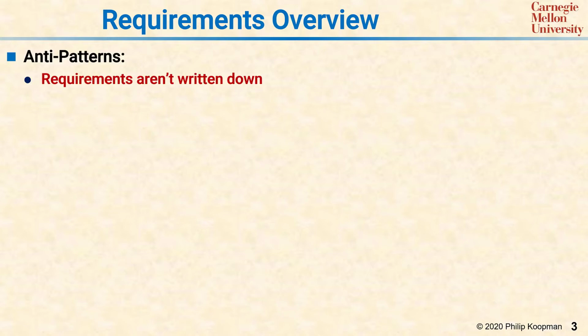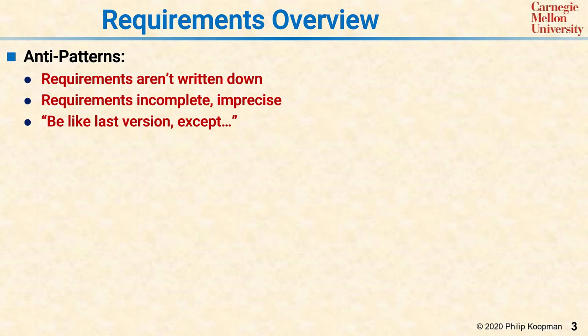Some anti-patterns for software requirements are, if your requirements are not written down, that will cause problems. Another anti-pattern is if you have incomplete or imprecise requirements. Another anti-pattern is the requirements exist, but they all look just like the last version except do this thing, which leaves you without baseline requirements. Requirements are essential to a successful software project.